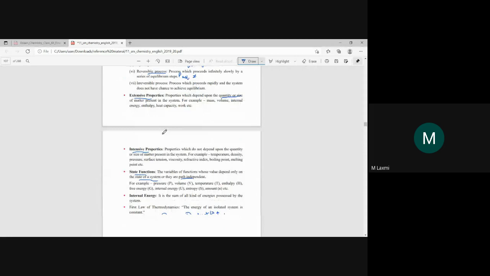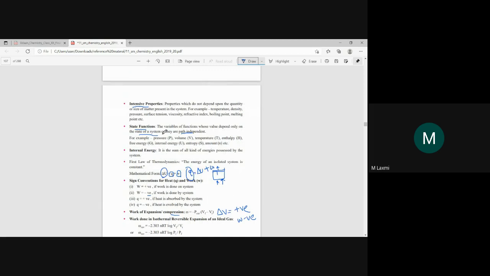Then we have seen about extensive property. A variable which depends upon the mass of the system is extensive. A variable which does not depend on the mass of the system is an intensive property. State function: the variable which depends on the initial and final state of a system, independent of the path. Path function: dependent on the path. Under path function, you have heat and work done. Then what is the first law of thermodynamics? Energy of an isolated system is constant.